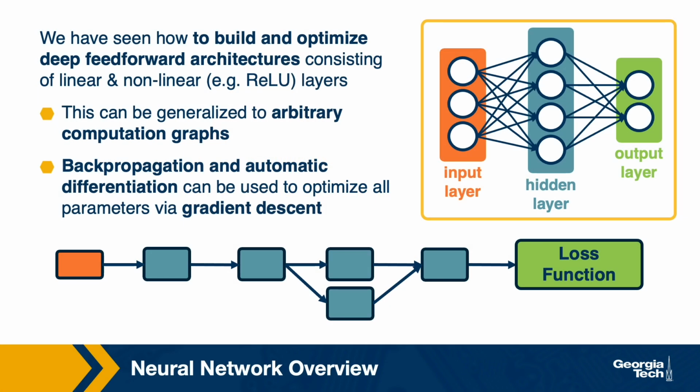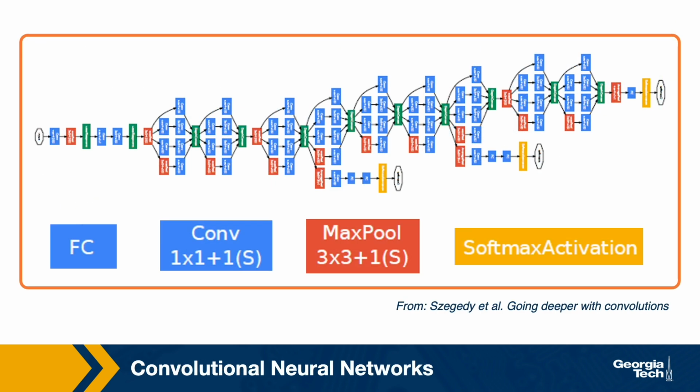Thus far, we've talked about how to build and optimize deep feed-forward architectures consisting of linear and nonlinear units. And again, this can be generalized to arbitrary computation graphs. And we can use backpropagation and automatic differentiation to optimize them. We've talked about convolutional neural networks, which alternate convolution, pooling, and nonlinear layers, as well as fully connected layers at the end, in order to process spatially structured information, such as images.